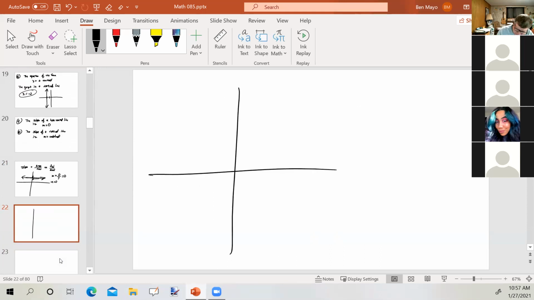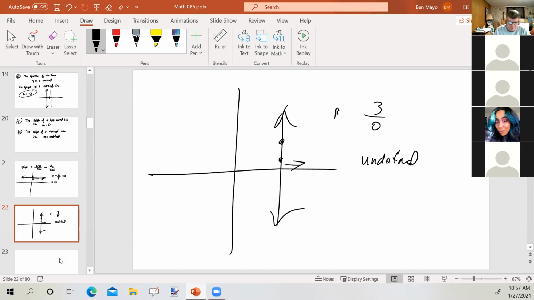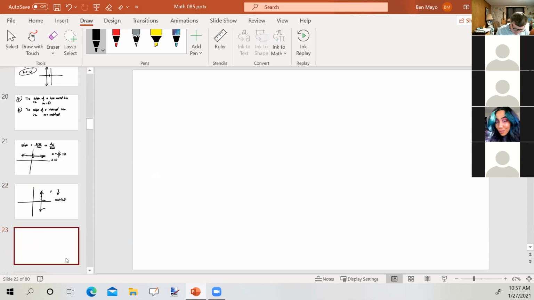If I have a vertical line, the rise, let's say we go from here to here, the rise might be 3, but the run is 0. And dividing by 0 is undefined. All right, we're going to use those 10 rules, at least in part, on this next bunch of problems. So here we go.